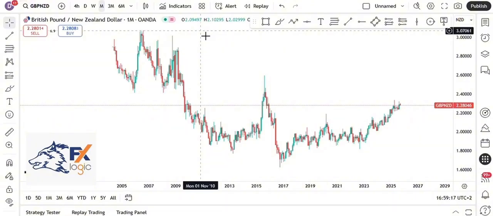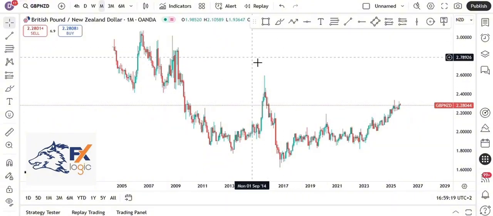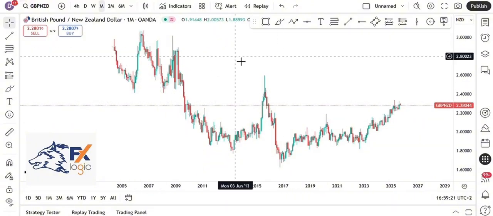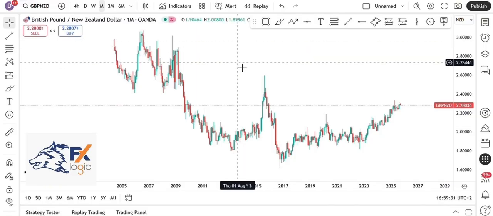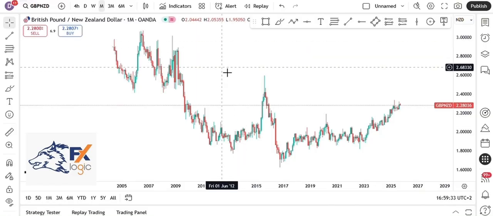So alright, we're on the monthly time frame. We know how we roll. We want to understand our market structure. We want to understand what the trend is by using market structure.